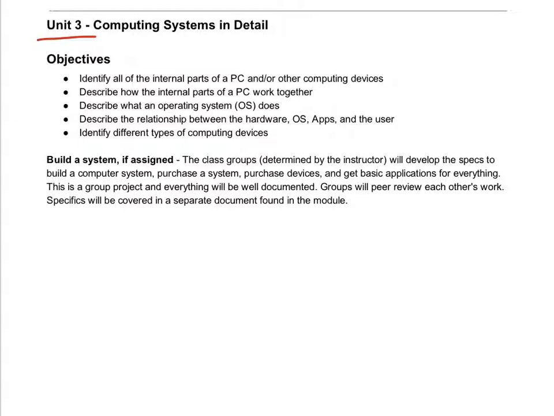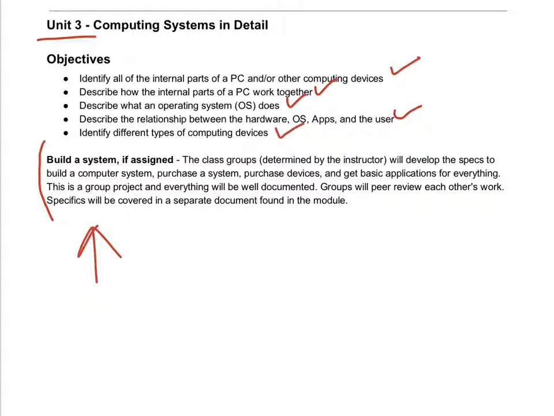You can think about it: if you were going to build a system or buy a computer system, let's say to do game design or maybe a lot of artistic things, you'd want to know what to actually purchase. We'll talk more about that later. So, identify the parts, how do they work together, what does the OS do, and what's the relationship between the OS, apps, and the users. We'll be finishing that up today.